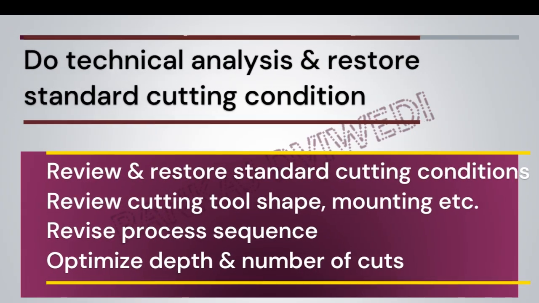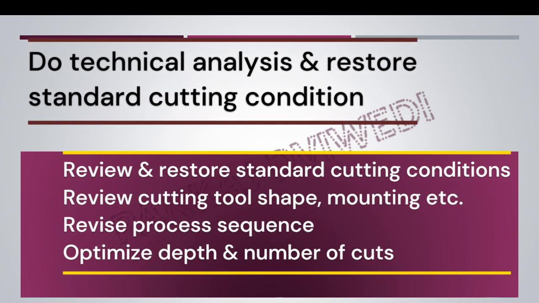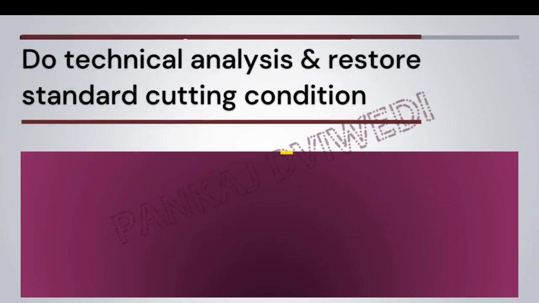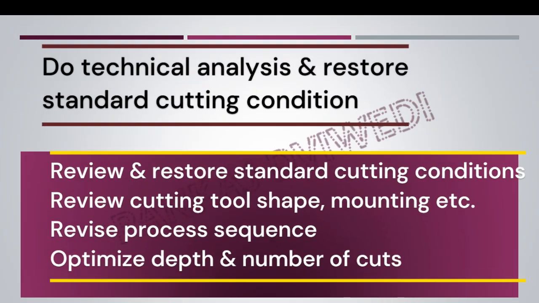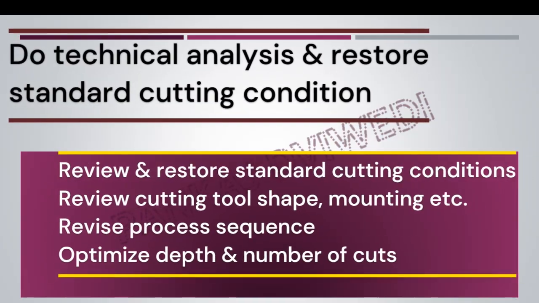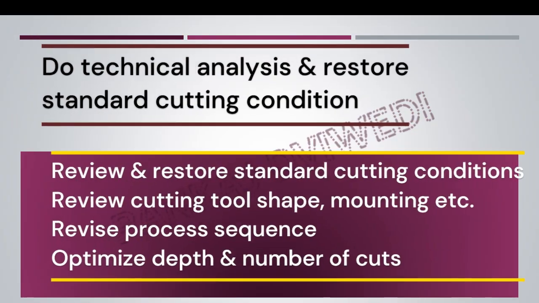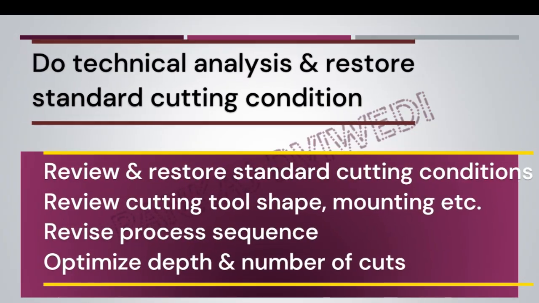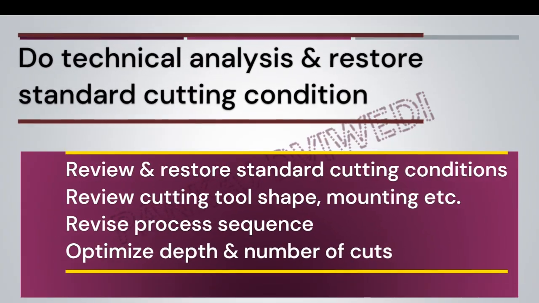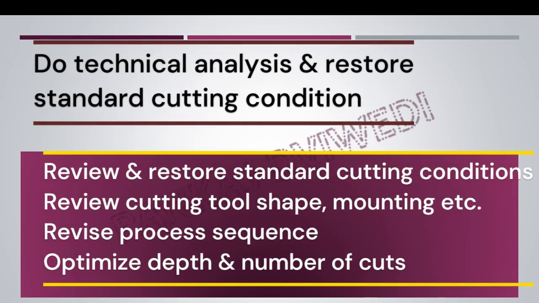Take trials of different cutting feed speed combinations, see where you get the optimum cutting tool life, check the concentration of coolant, see the cutting tool shape. If over a period of time someone might have changed the standard shape to some other shape due to some cost benefit without analyzing, you just restore the standard cutting conditions. So the first step is, after analyzing all the above three, you have to restore standard cutting conditions.